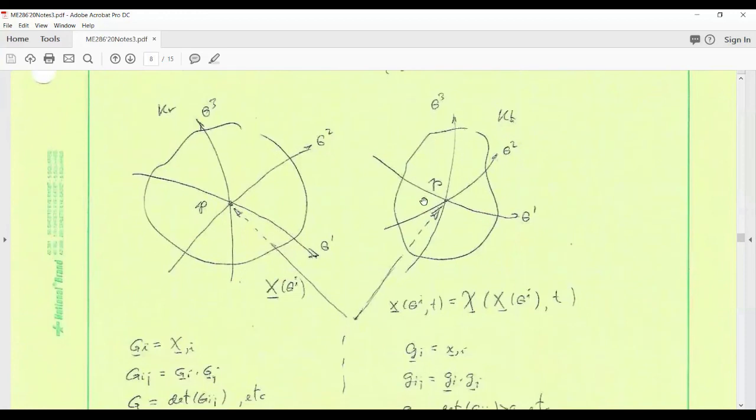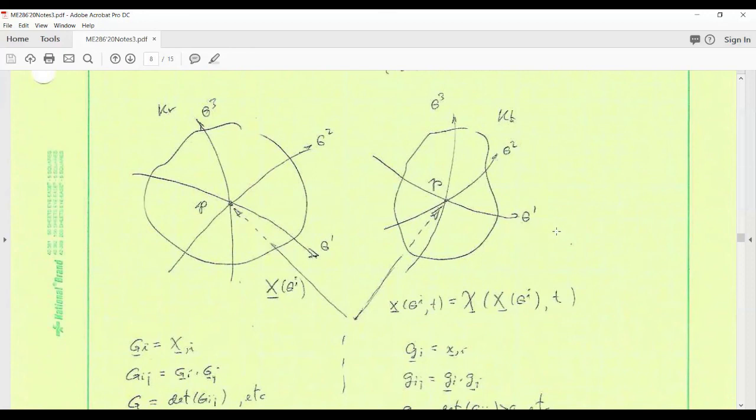So here, for example, is a current configuration kappa t of a body. And since it resides in a Euclidean space, we can locate a point of the body, let's say a material point, using a position vector, small x, which, as we've seen in the beginning, is the value of a deformation function evaluated at capital X, which is the location of the same material point in a reference configuration, kappa r, say a fixed reference configuration.